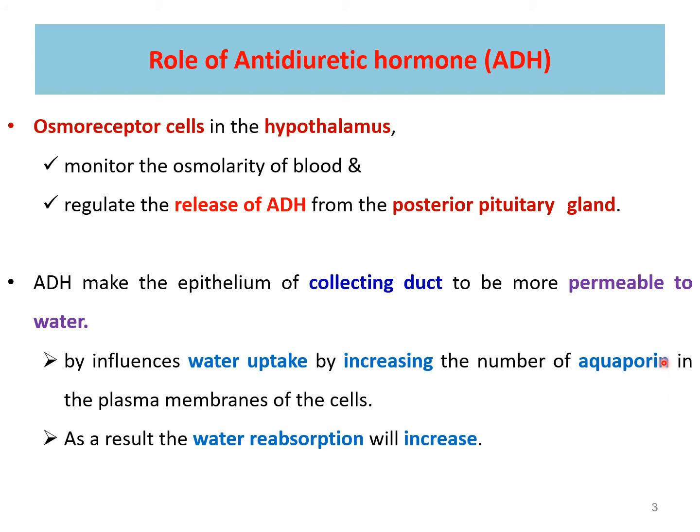So bila banyak aquaporin ada pada plasma membrane sel-sel tersebut, lagi banyaklah air akan direabsorb daripada lumen of the collecting ducts. Dia masuk melalui aquaporin and then out into the interstitial fluid, into the blood circulation. It enters into the capillaries surrounding that area. So basically it is near the vasa recta, in that region.